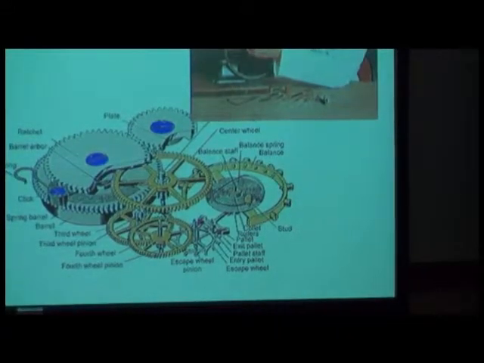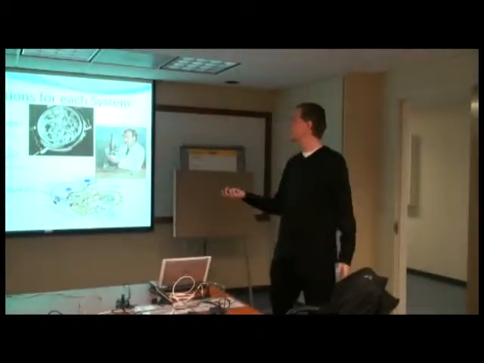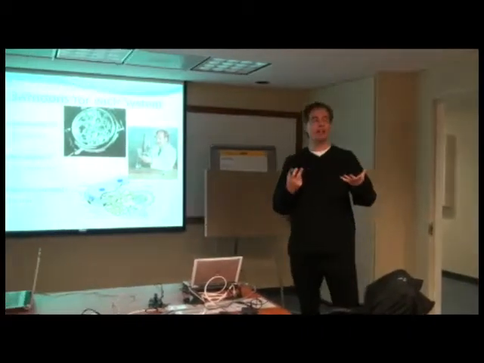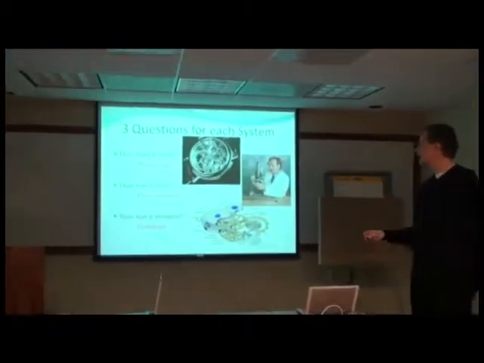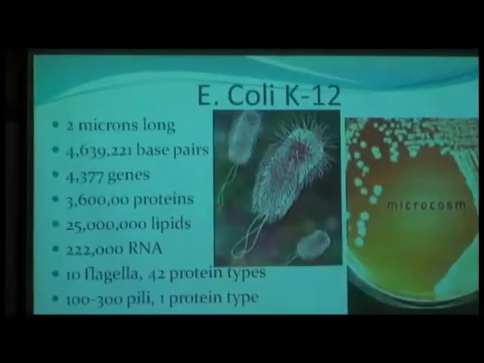So for each of these systems, there are three basic questions we can ask. How does it work? How does it do what it's supposed to do? That's its physiology. How is it built? That's the developmental process. And how is it designed? What's the evolutionary process by which the thing arose?